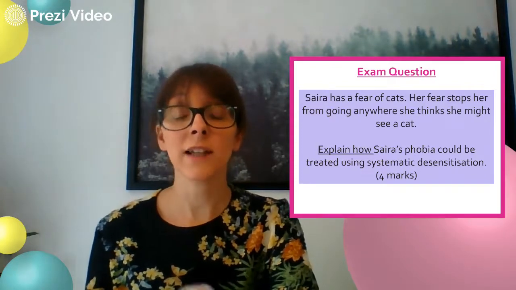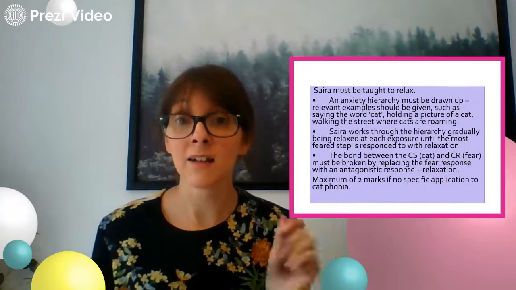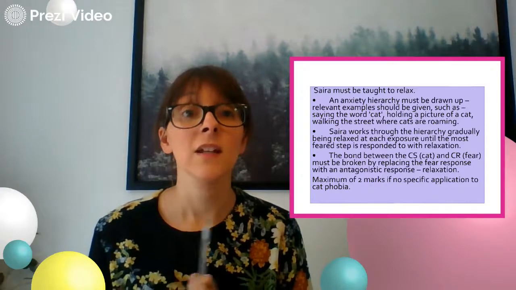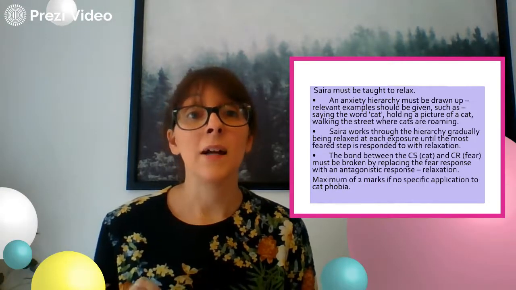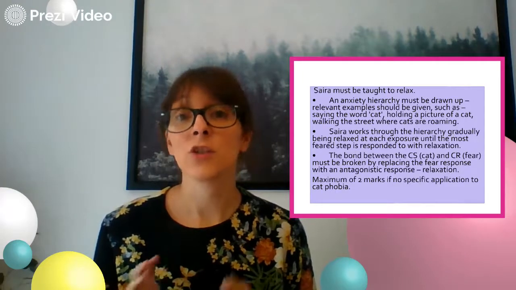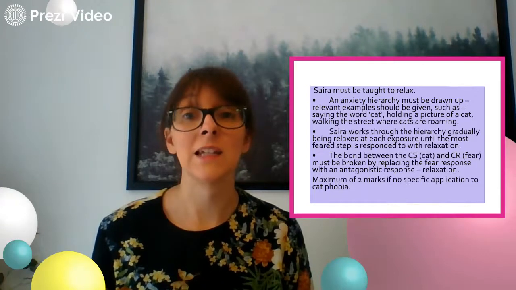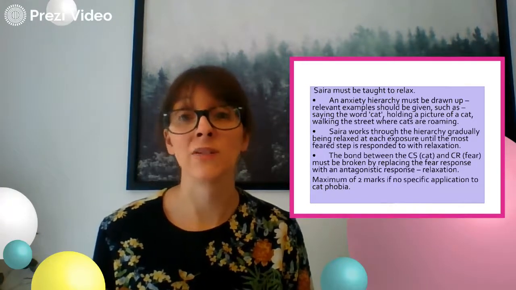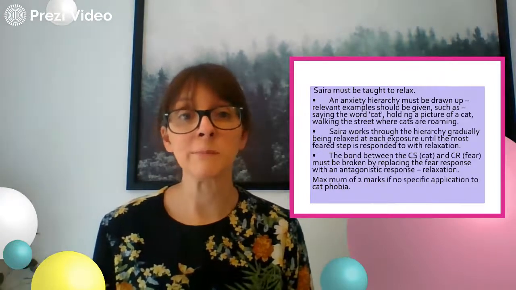Okay, so if we have a look at the mark scheme, you'll see that we've got this idea: she must be taught to relax, which is one of the initial stages. Then she must develop a hierarchy, and you have to suggest parts of this hierarchy, because you have to show that you've been linking it to the item. So you have to mention cats, so it could be an image of a cat, and then she could work up to stroking a cat.